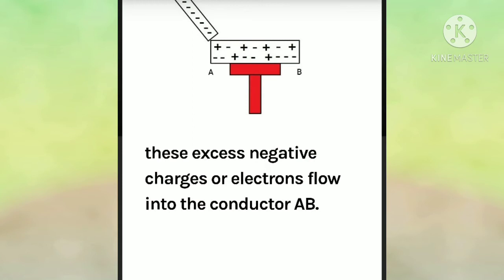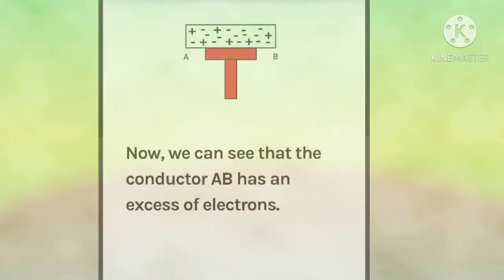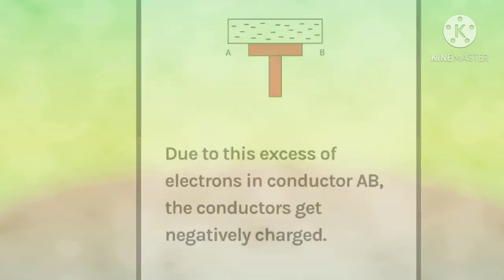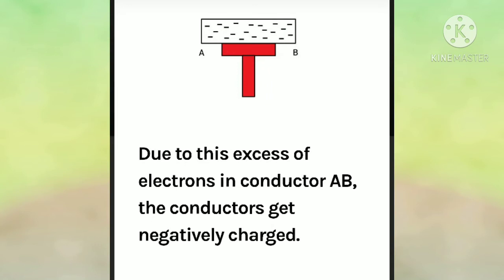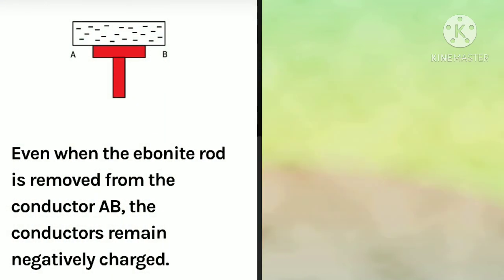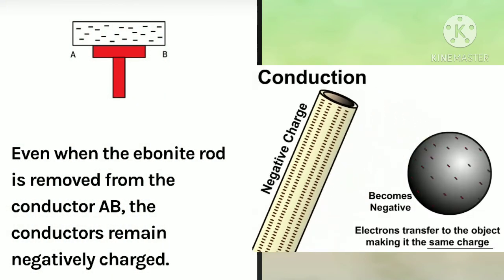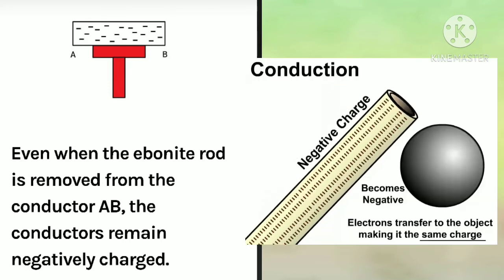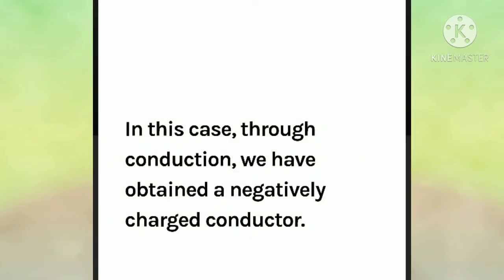The excess electrons flow into the conductor AB. Due to this excess of electrons in conductor AB, the conductor gets negatively charged. Even when the ebonite rod is removed from conductor AB, the conductor remains negatively charged. Thus, we can prove charging by conduction through this activity.